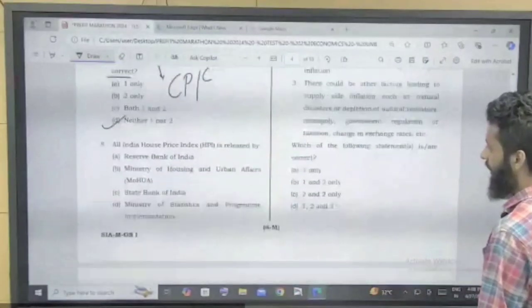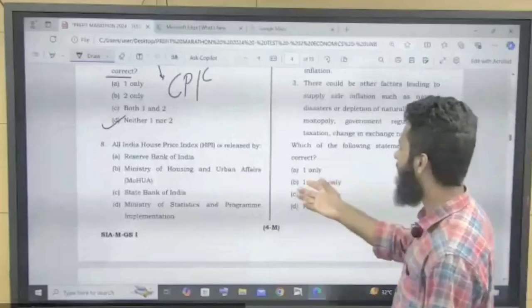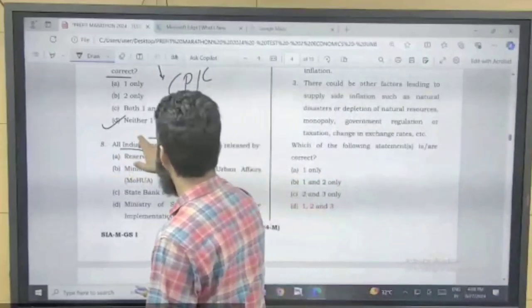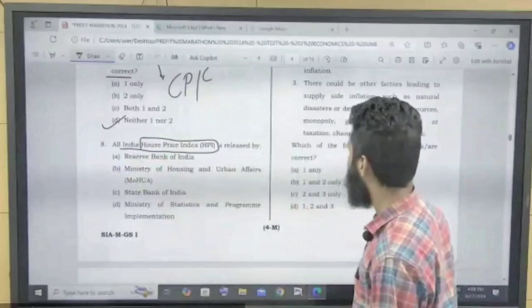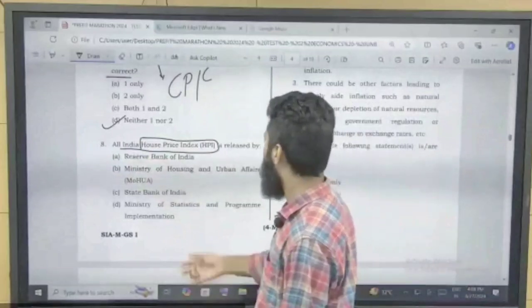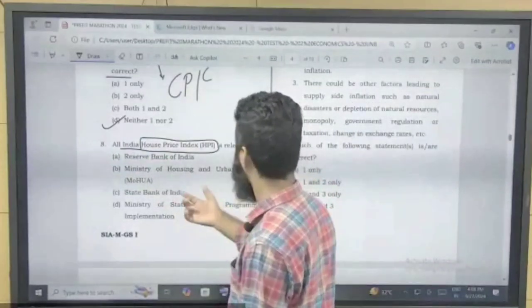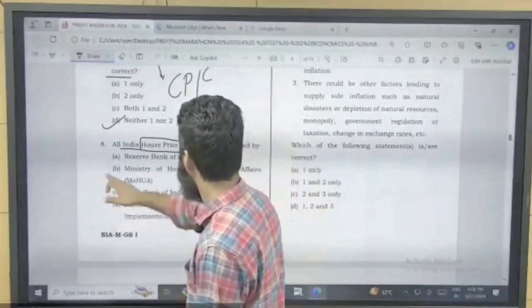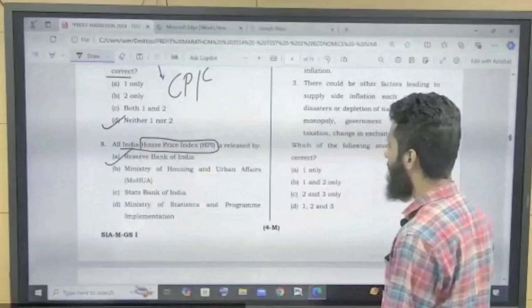Next, come to question number 8. This is a very factual question. All India House Price Index, HPI, is released by Reserve Bank of India, Ministry of Housing and Urban Affairs, State Bank of India, or MOSPI, Ministry of Statistics and Program Implementation. So it was released by Reserve Bank of India.